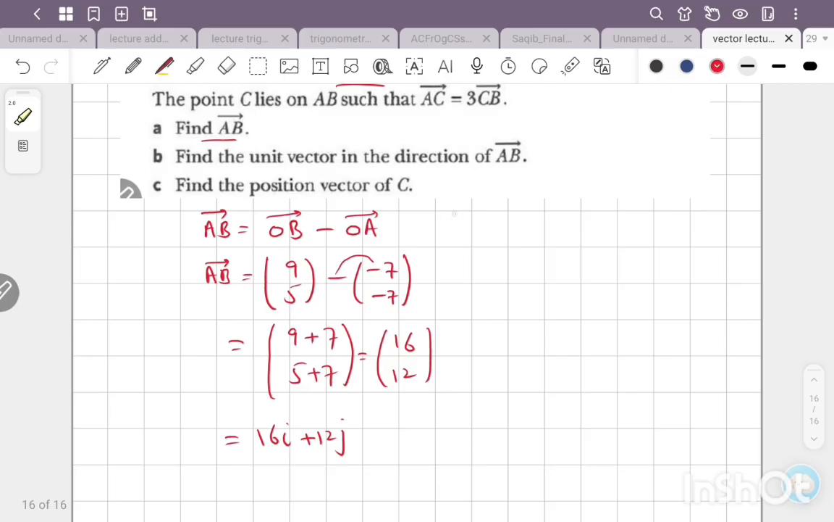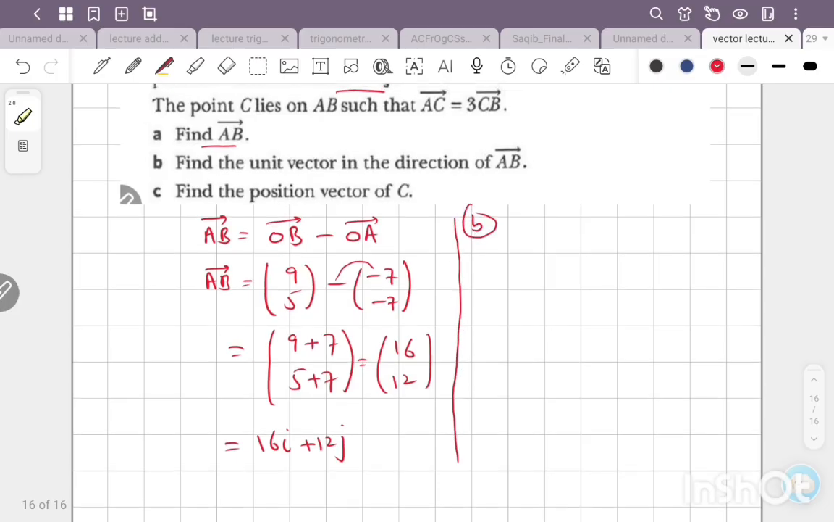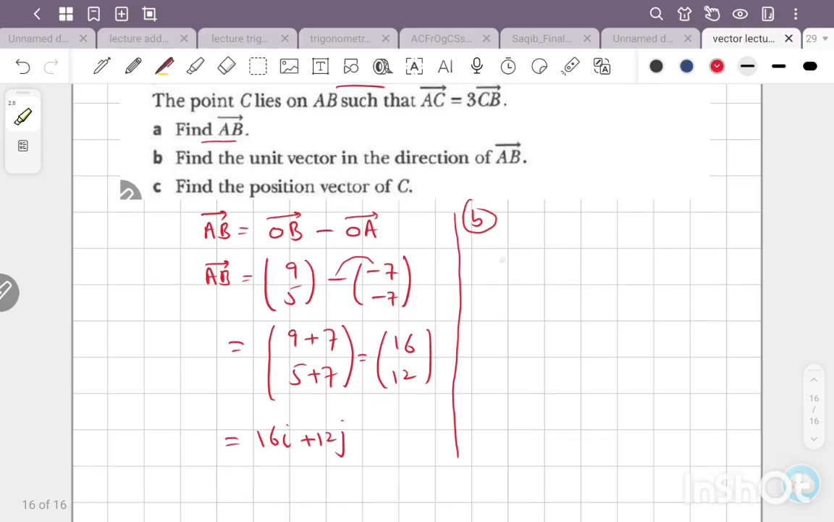Now we will start from the B part. What's the B part? B part is find the unit vector of direction AB. A unit vector we have to write this way, this sign shows a unit vector. Now AB vector divided by AB magnitude. This is the formula of the unit vector. What is the AB vector? AB is 16i plus 12j.